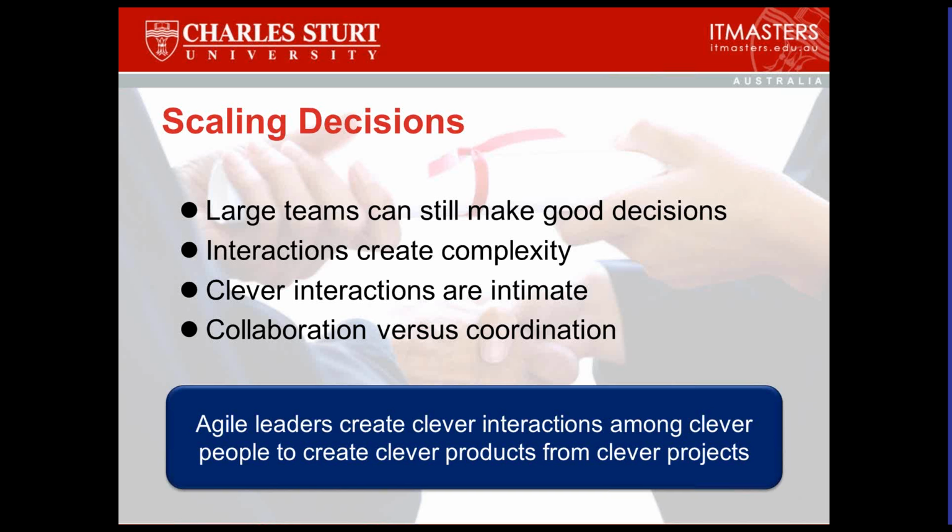But this is where good agile people save the day, because agile leaders, people who think agile, we create clever communications, clever interactions among clever people that we've got in our team, and therefore we create clever products from the clever projects that we're running. This is our goal, this is our objective, and it doesn't matter what we're doing, how we're trying to do it, where we're trying to do it, or what size we're trying to do it at. This is the purpose of thinking agile.